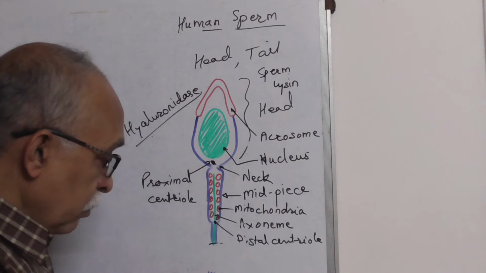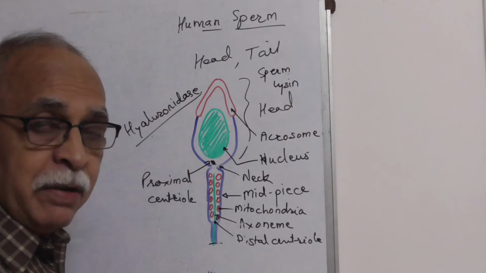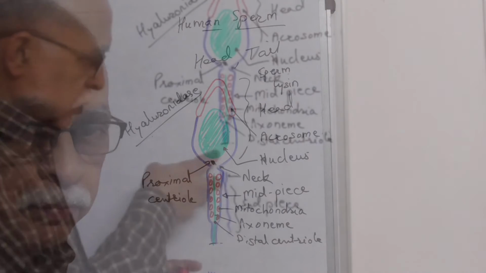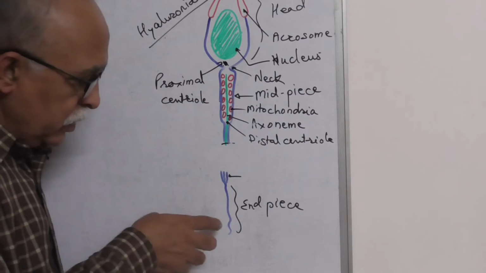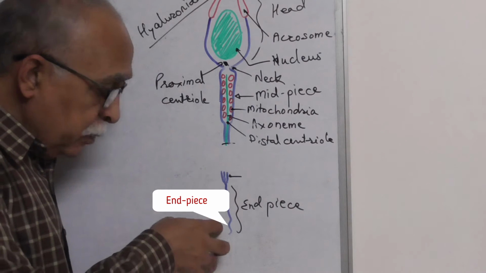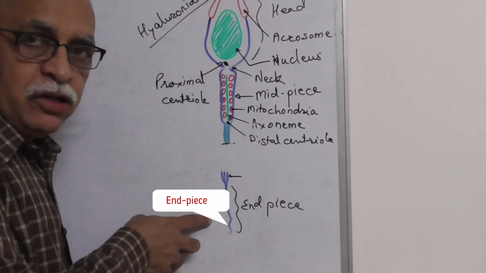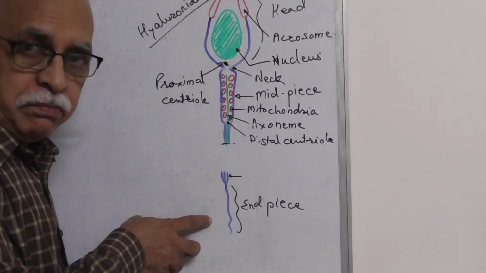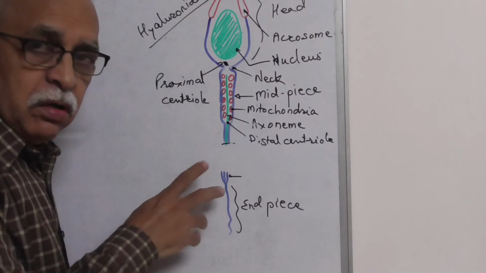Fine, then the axoneme, the axial filament continues further. This is the rest of the tail and this is the end piece, as I mentioned. Now the end piece is nothing but an extension of the axial filament, the axoneme, with a similar function.